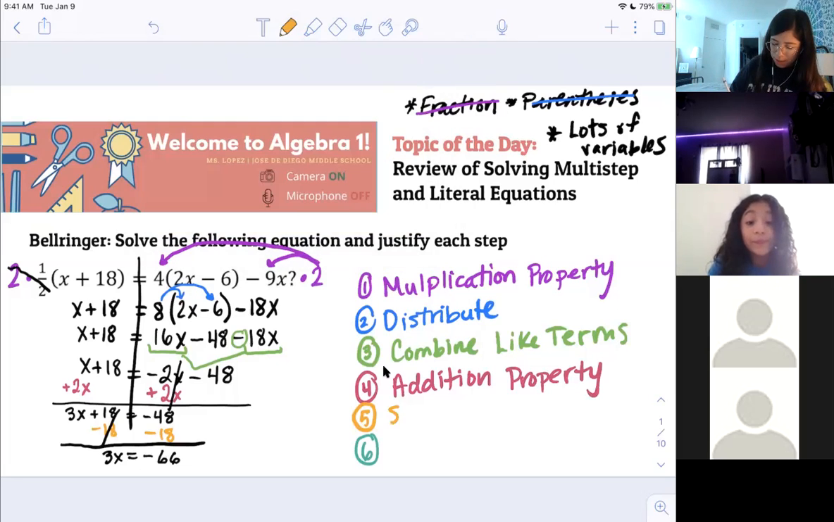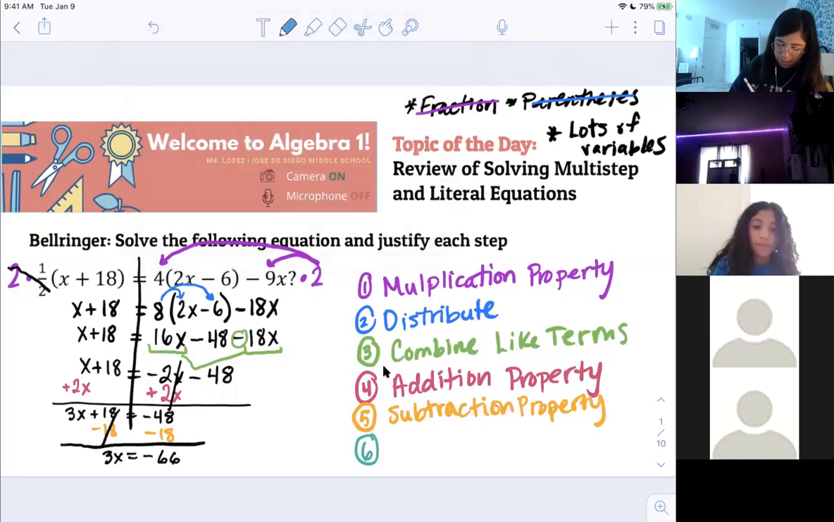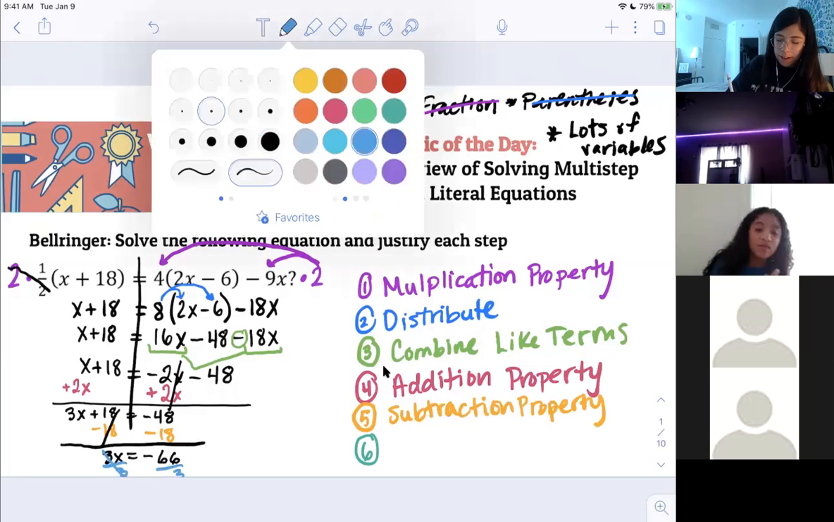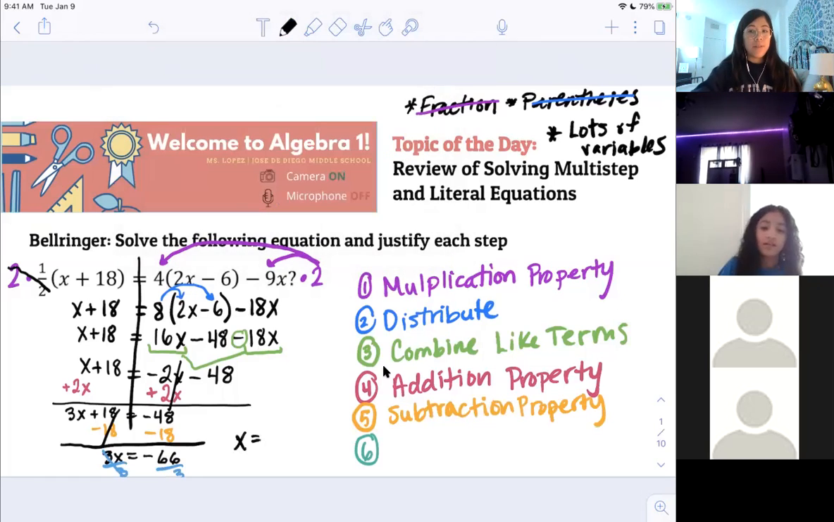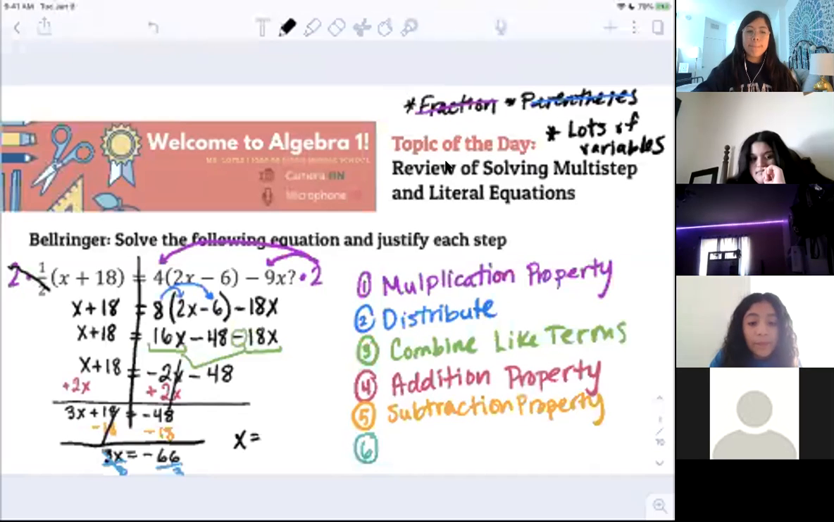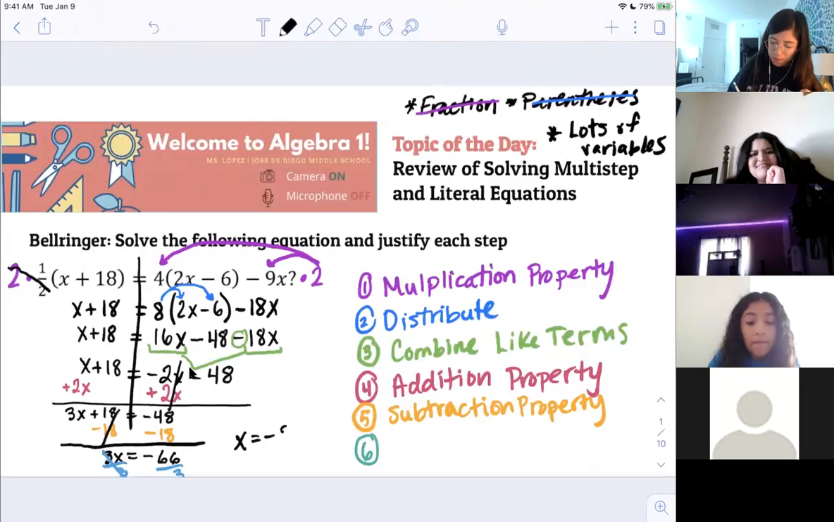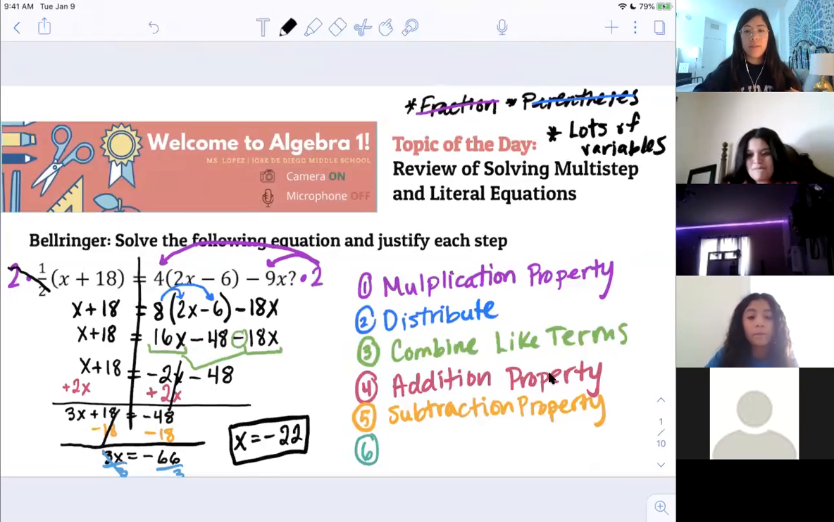So this was my subtraction property. And then if you got negative 66, then you probably got the right answer because the last step is pretty easy. We're just going to divide everything by 3. So I get as my final answer, x equals, is it going to be a positive or is it going to be a negative? Negative. Negative, right? Negative 22. Since I have a negative divided by a positive. So if you got it right, awesome.